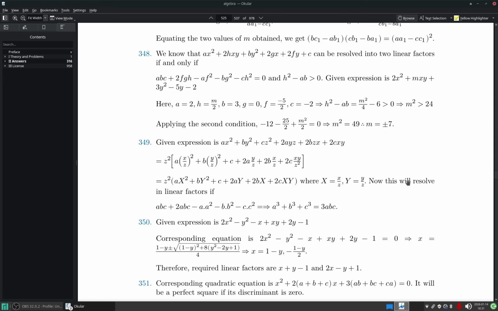Now this will resolve into linear factors if abc + 2abc - a³ - b³ - c³ is equal to 0. There is a missing 0 here, so for question 349, I'll update it. From this we get the required condition: a³ + b³ + c³ is equal to 3abc.